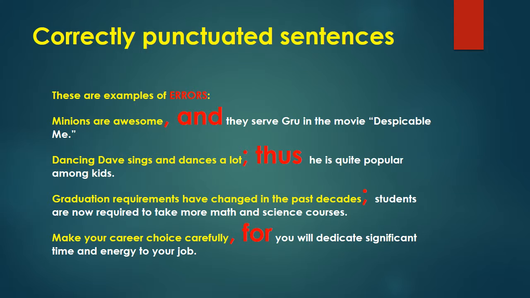And you can actually use a semicolon without any kind of conjunction there. You can't use a comma that way, but you can use a semicolon just between two ideas. And lastly, make your career choice carefully, comma, for you will dedicate significant time and energy to your job. So these are the appropriate connectors that you are using to put sentence 1 and sentence 2 together.